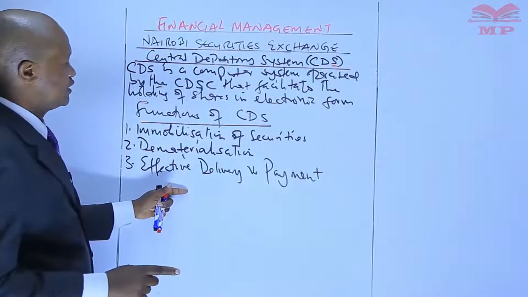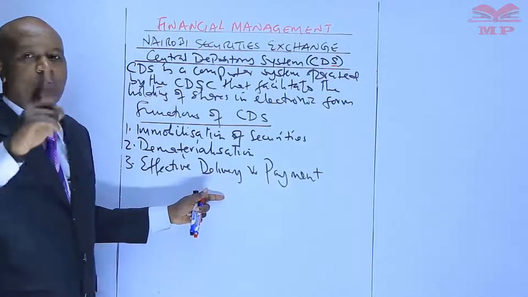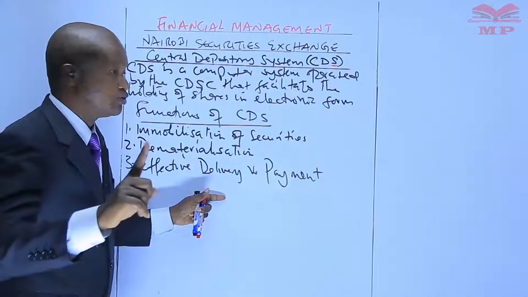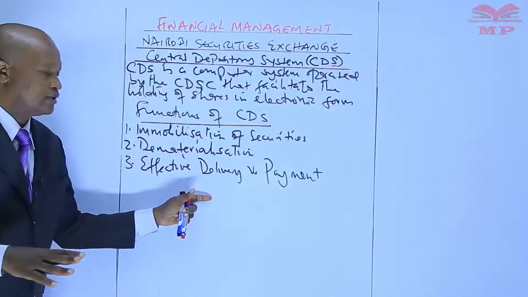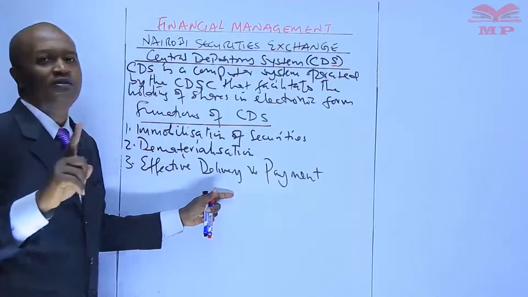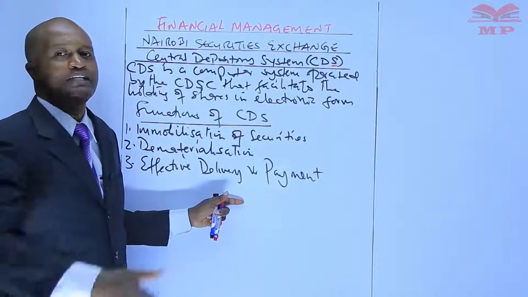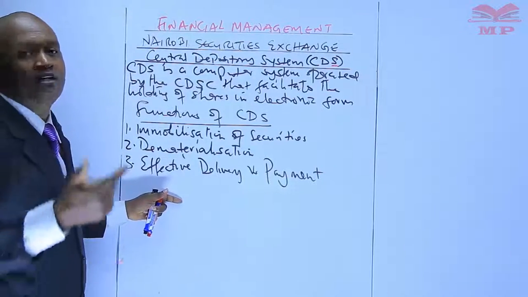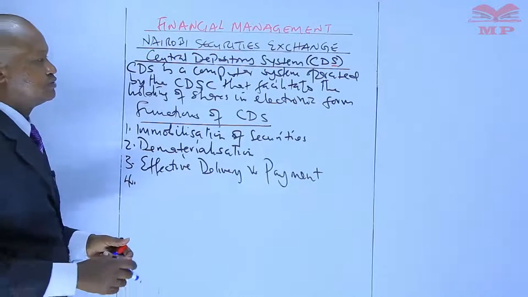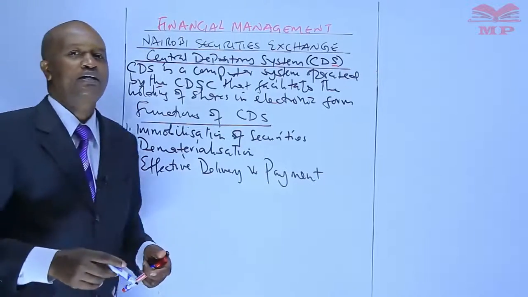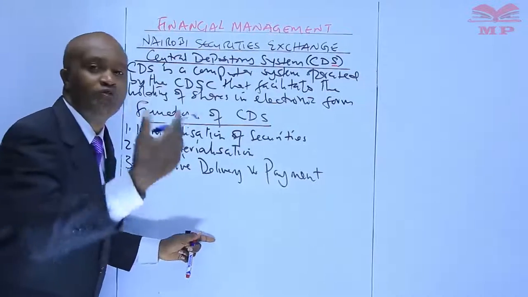So that's the role or function of the CDS. You ensure that there is effective delivery versus payment: simultaneous delivery and payment between the two parties exchanging securities. And that has to be done without delay. And that can happen if the CDS is linked to the central payment clearing system, for example, the Central Bank of Kenya.